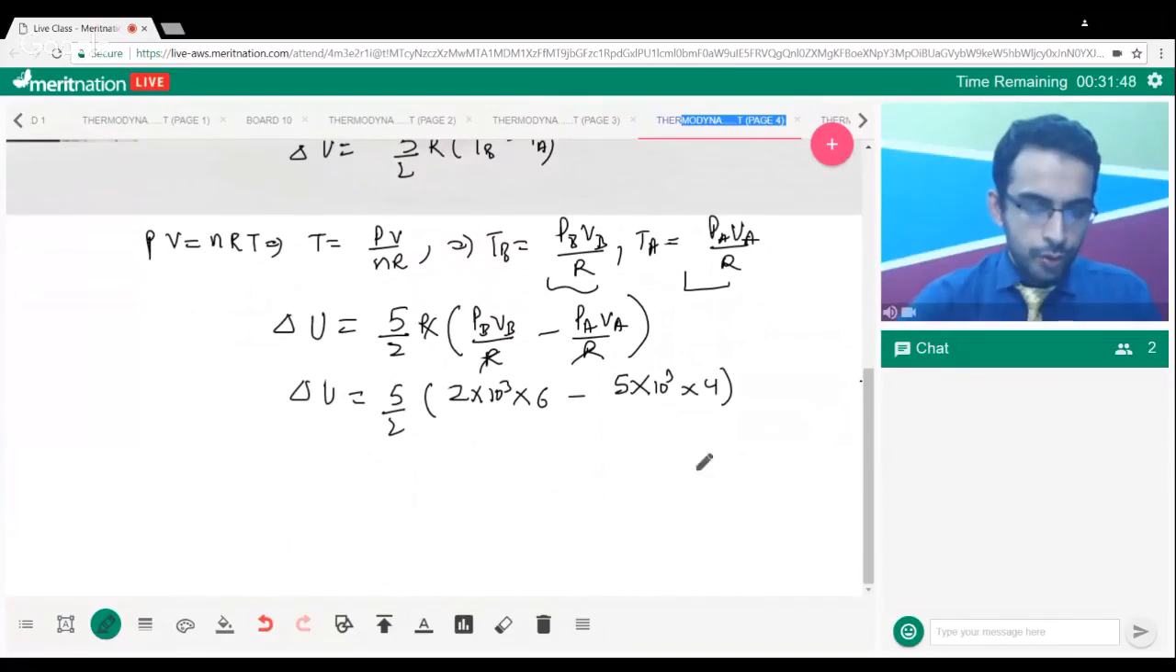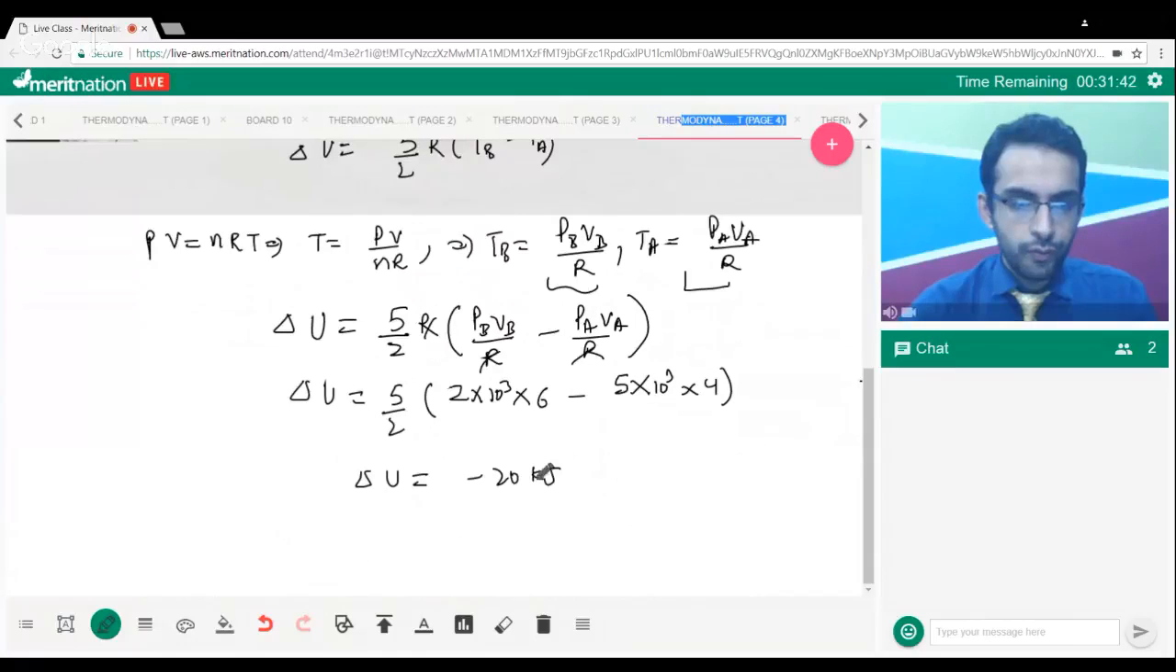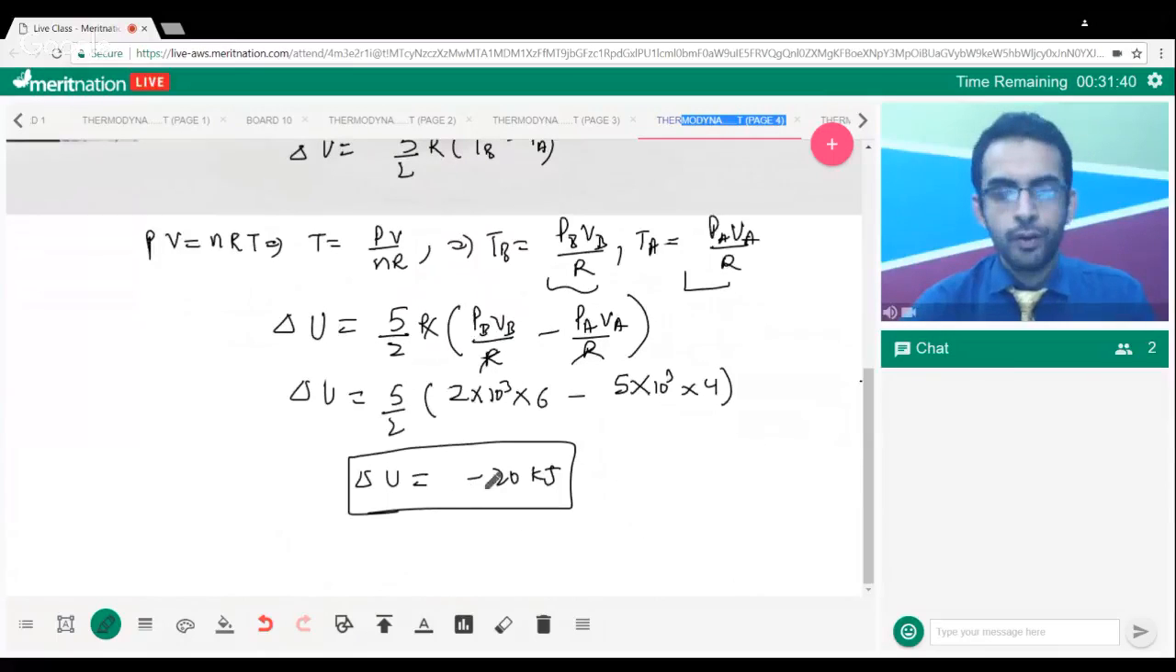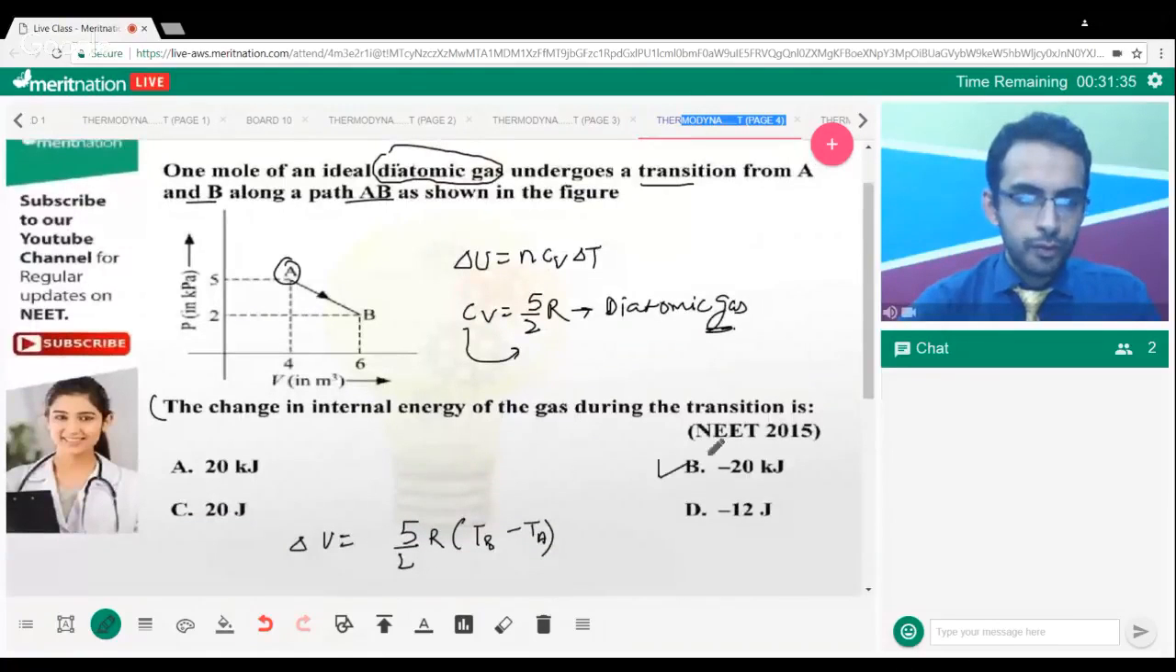Okay. So if you calculate the value, what do you get? You get minus 20 kilojoules. So that's the answer. B is the correct answer for this. Let's move forward.